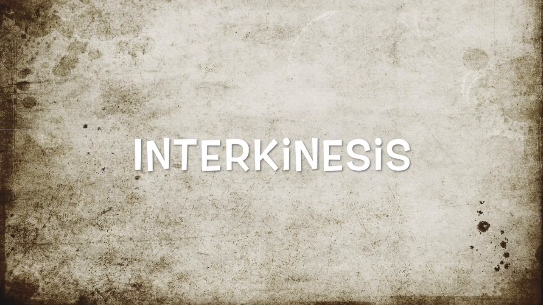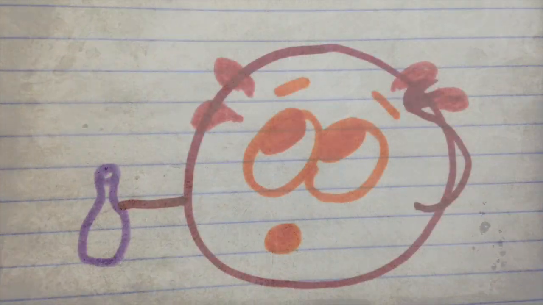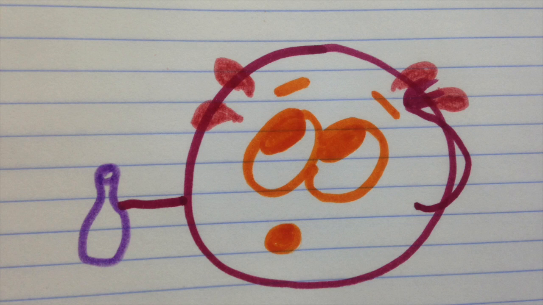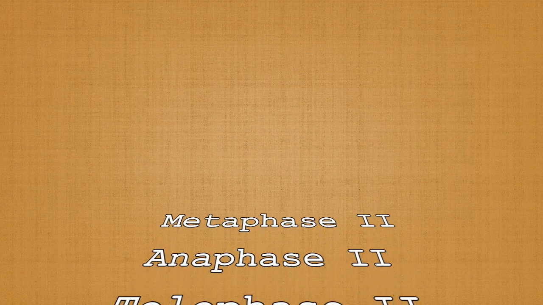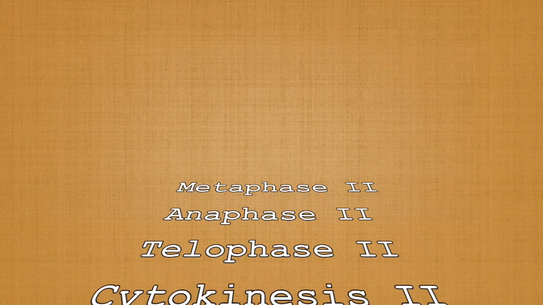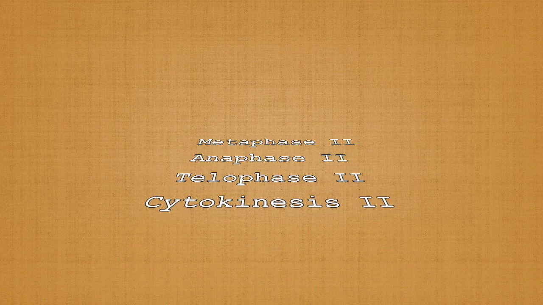Before starting the second stage of meiosis, meiosis 2, there is a phase of rest called endokinesis. After endokinesis, we can begin meiosis 2, which is formed by prophase 2, metaphase 2, anaphase 2, telophase 2, and cytokinesis 2. These steps are also the same thing as in mitosis.